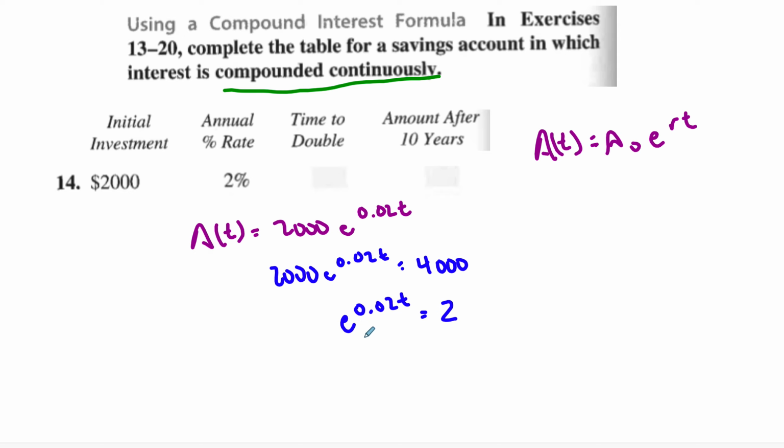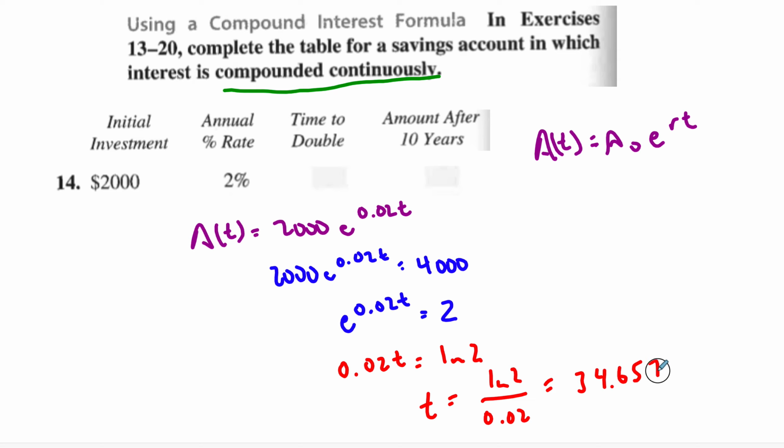Now to solve this, pretty straightforward. We take the natural log because it's base e, and that will cancel out this, giving us 0.02t equals the natural log of 2, and that means t equals the natural log of 2 divided by 0.02, which is equal to 34.657 years. Now you could translate that into months and days and that sort of stuff, but this would suffice certainly as an answer.